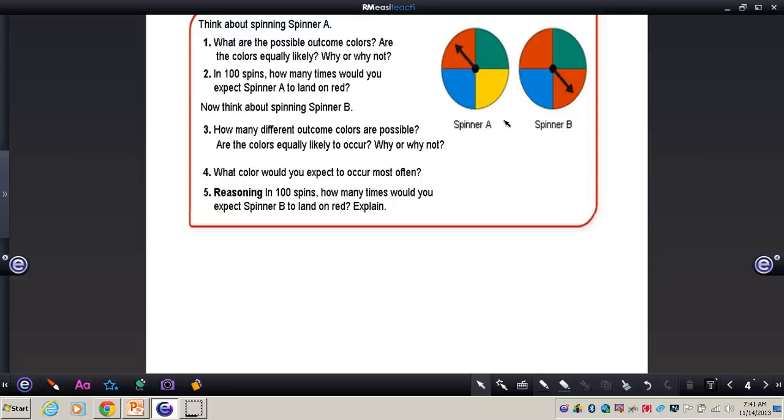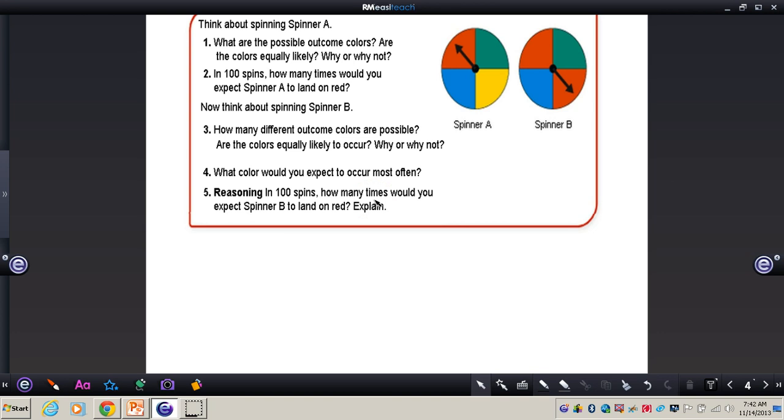It's a prediction. Okay, now if we're taking a look at spinner B, they're asking the question, how many different outcomes are possible? Okay, what we could say for this, there are actually 3 outcomes that are possible, because you can have the red occurs twice, then we have green, and then blue. So just 3 outcomes or 3 different colors. Now the question, are the colors equally likely to occur? And the answer to that question is no.